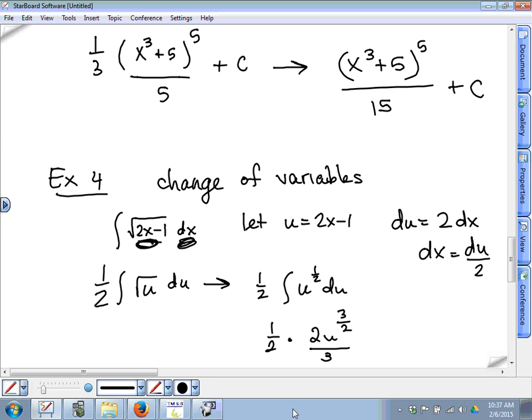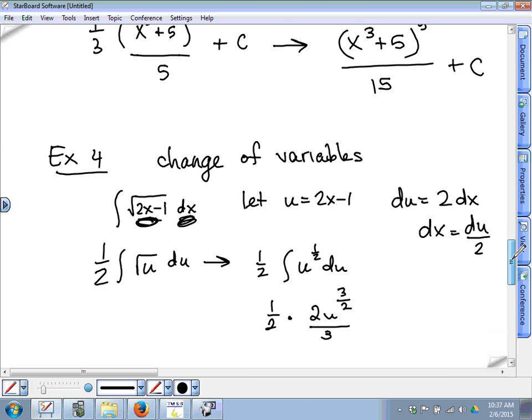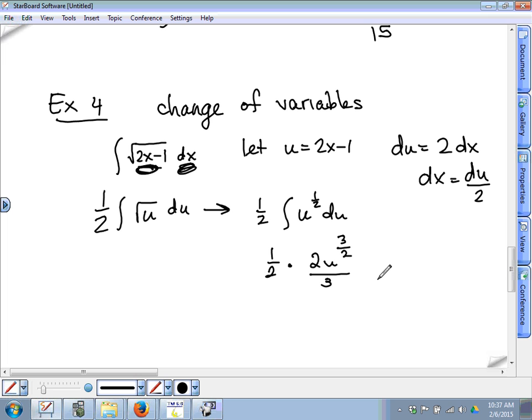You guys all right with where that came from? Those 2's are going to cancel. And then we still need something there: plus c. But then we have to change u back to the original. And the 1/2 and the 2 would just cancel. And then we just unsubstitute our substitution. What was u originally equal to? So it's (2x minus 1) to the 3/2 over 3.